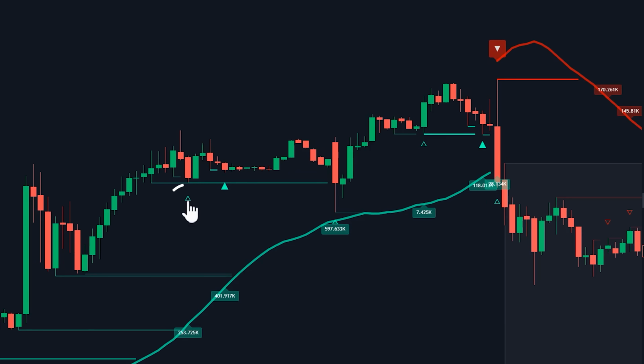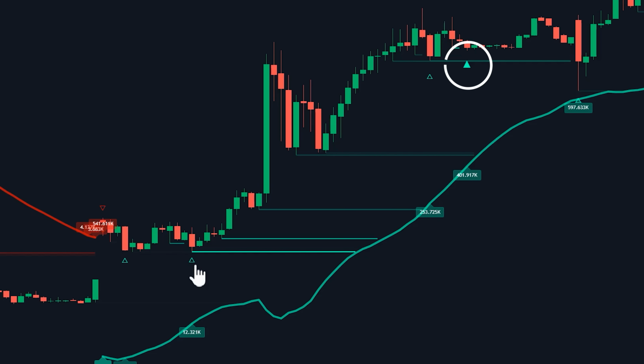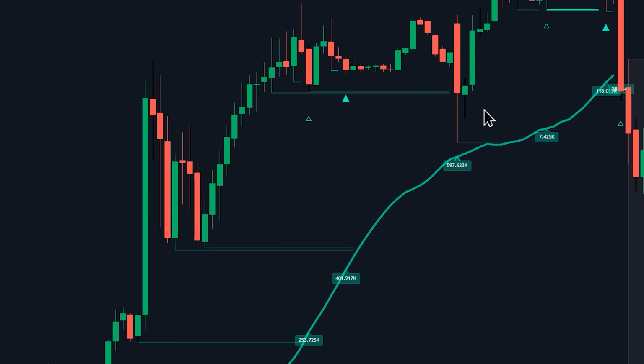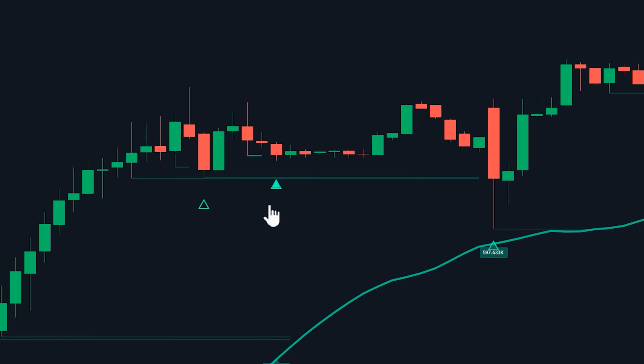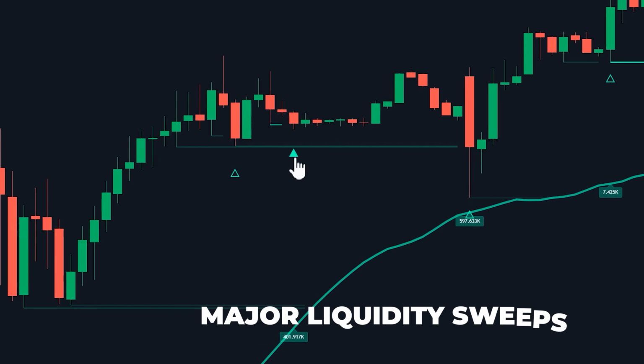Hollow triangles indicate minor liquidity sweeps, where orders get absorbed more slowly, meaning your stop loss is being taken out gradually. Solid triangles represent major liquidity sweeps triggered by a stronger, faster move and are typically considered higher impact signals. When using this indicator to trade, we're going to be focusing on these solid triangles, which represent major liquidity sweeps.